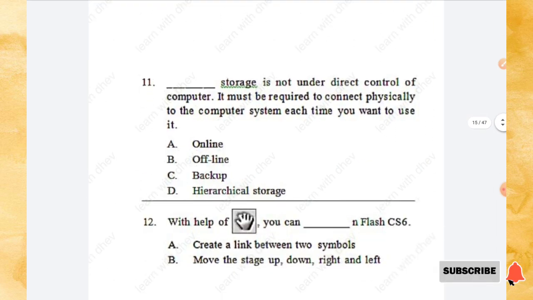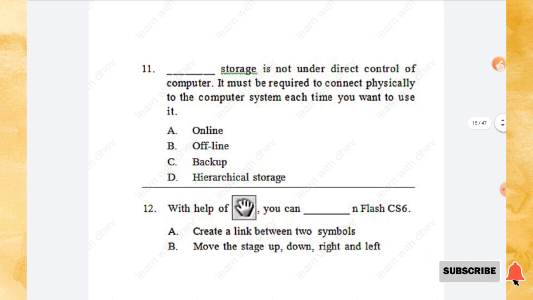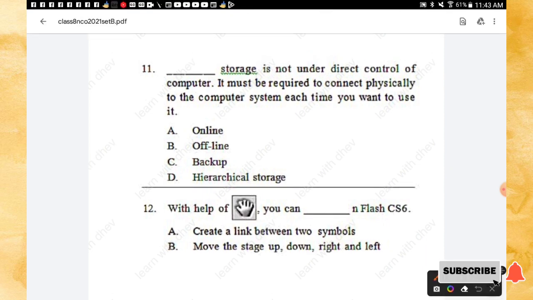Next section is computers and information technology. Question number 11. Dash storage is not under direct control of the computer. It must be connected physically to the computer system each time you want to use it. Options are online, offline, backup, hierarchical storage. The right answer is option B, offline storage.